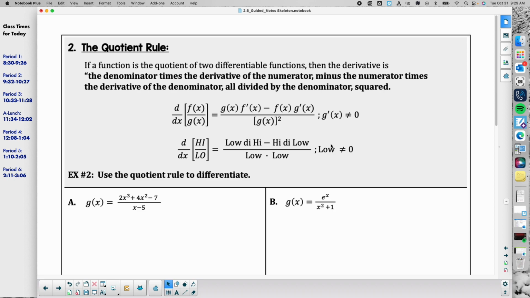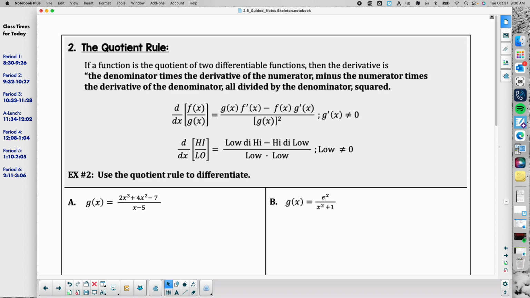So the phrase that most people remember, it's just easier to remember for them, is low-D high minus high-D low over low-low. And swear to God, at the end of the year, you're going to see people mouthing this to themselves during the AP test. So low-D high minus high-D low over low-low. Low representing the bottom. D high, derivative of top. High, top, D low, derivative of bottom. Low-low would mean the bottom squared.